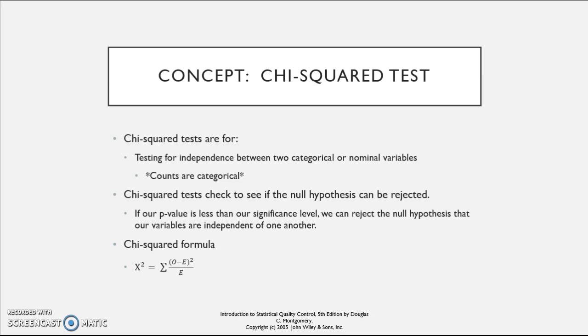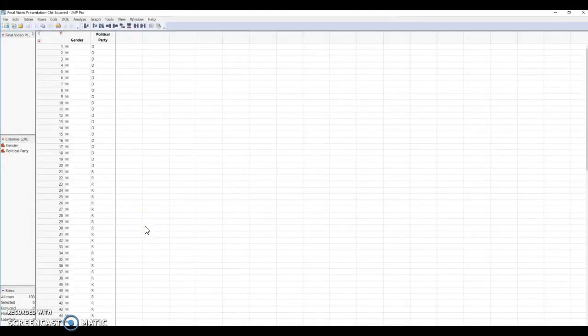And we should also note that counts are categorical, and as we will see in our example, we can see that counts are actually one of our variables. And as we can see below, the chi-squared formula gives us our chi-squared value. And similar to the f-value, again, we are not going to be looking at that very much, but we will be looking at the p-value because it'll tell us whether or not we can reject our null hypothesis. So here we have our chi-squared test example, and we are testing to see if gender and political party are independent of one another.